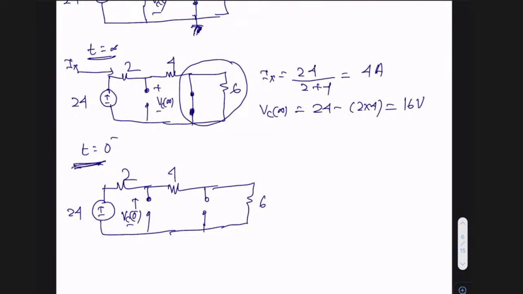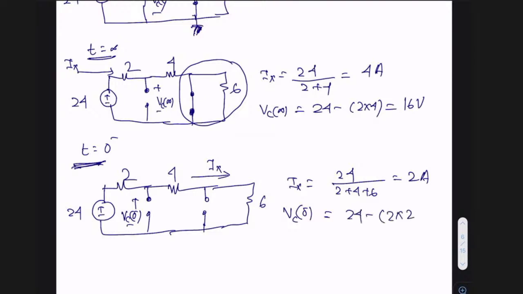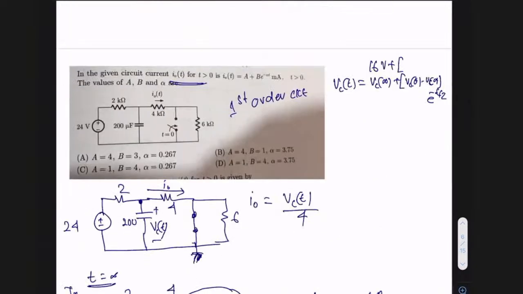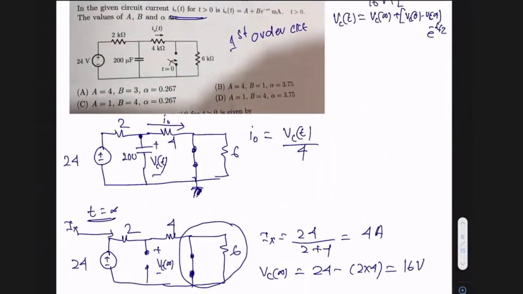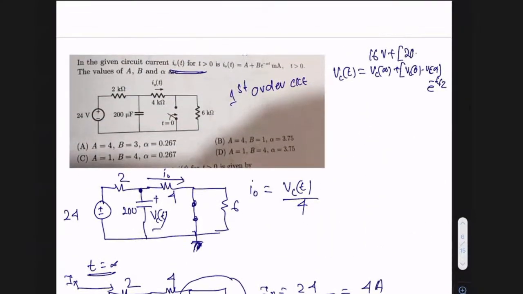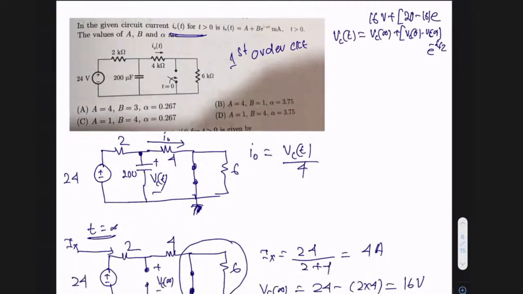Now, if I ask you what is the current IX in this particular case, IX is 24 divided by 2 plus 4 plus 6. So it is 24 by 12, which is basically 2 amperes. If IX is 2 ampere, then VC0 minus is equal to 24 minus 2 into 2. So it is 24 minus 4, which is basically 20 volts. So in this equation, VC infinite is 16 and VC0 minus is 20. So this is your 20 minus 16 into e raised to power minus t by tau.